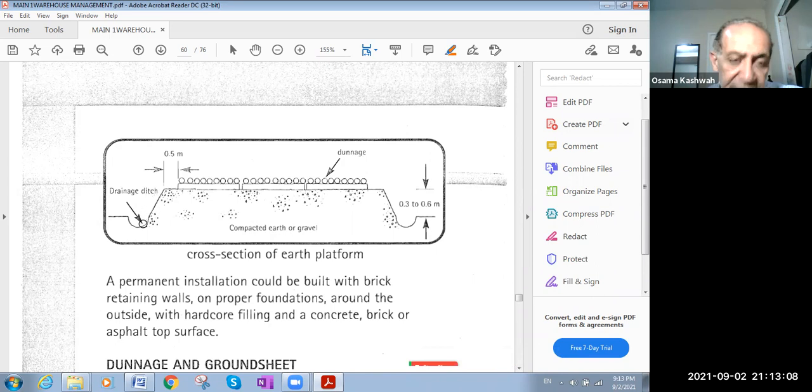So there is a drainage here, a gravel, there's 0.5 meters between the drainage ditch. So don't put the drainages till the end here. Just keep a distance like half a meter from both the sides. And like you see here, this is a drainage area, so that it will take the rain or whatever and go down. So here is also the dunnage.